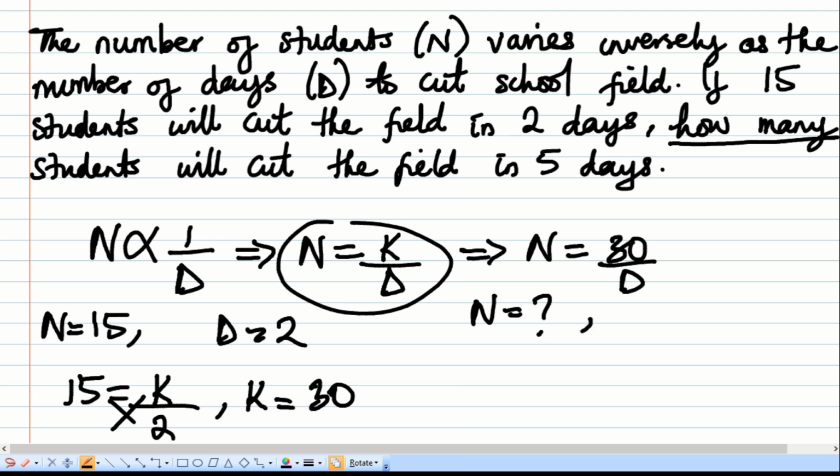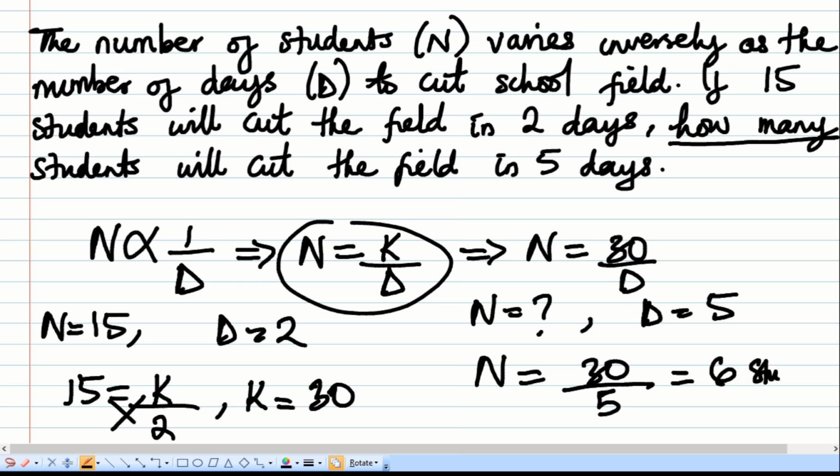We don't know. The days is what now? 5. So I'm going to say, okay, from the equation, n is equal to 30 over d is what now? 5. So 30 over 5 is simply 6. So 6 students, since n is students. So that's the answer. 6 students will cut the field in 5 days. And it makes sense, right? Since we are saying that in inverse variation, if one is increasing, the other one will decrease.